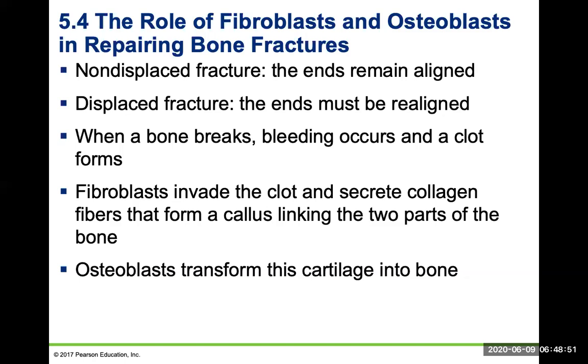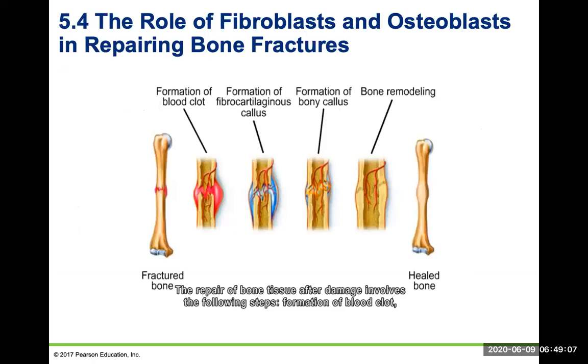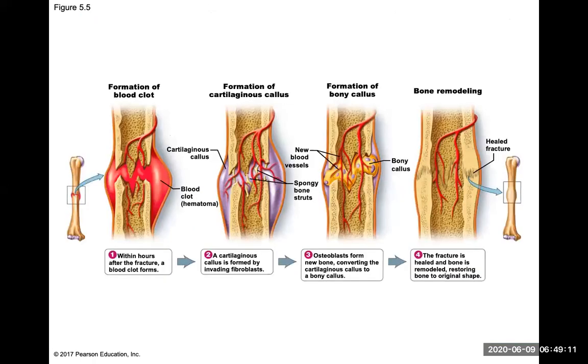Fibroblasts will invade the clot to secrete collagen fibers that form some sort of hard callus, linking the two parts of the broken bone back together. And then osteoblasts, which will eventually build more bone, transform the cartilage back into bone. And here's a great video about the role of those two cells in repairing bone fractures.